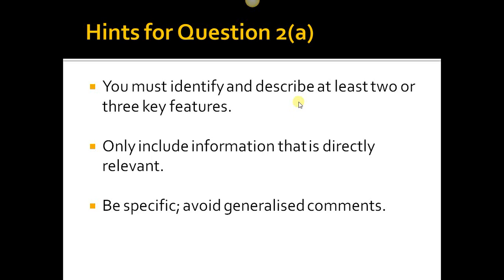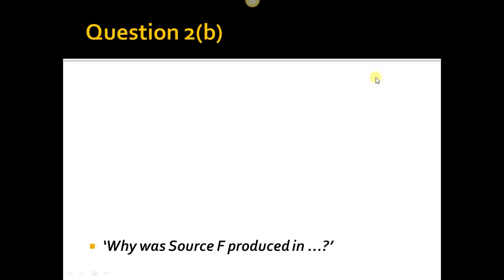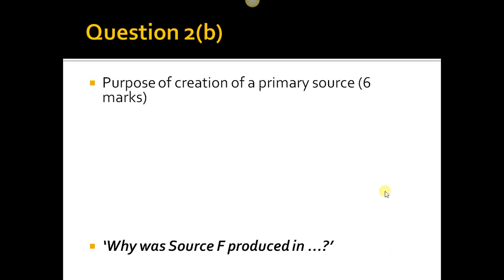Okay, so we will move on to question 2b. This again will start with, why was source F produced? And what this question is asking is the purpose of creation. You're finding the purpose. What is the purpose of a source, a primary source which has been created? Okay, so this is going to be a primary source, which is going to come from the time, from the contemporary time during the period you've been studying.